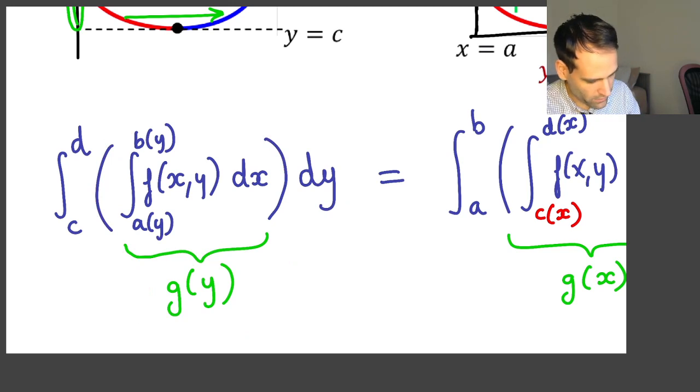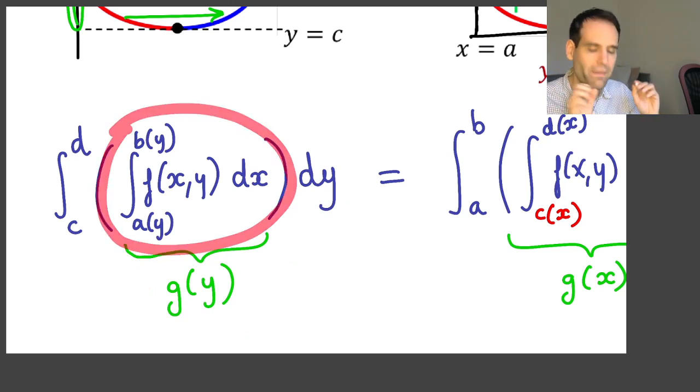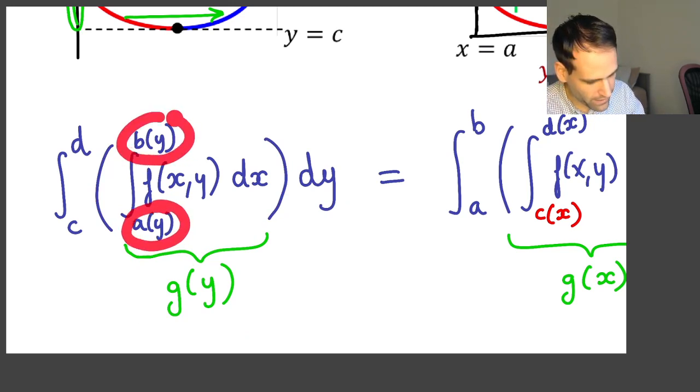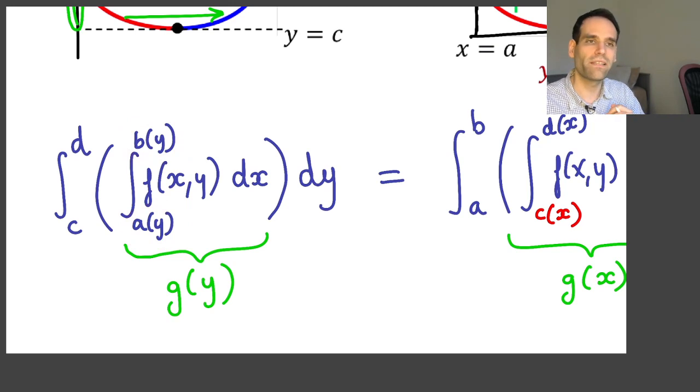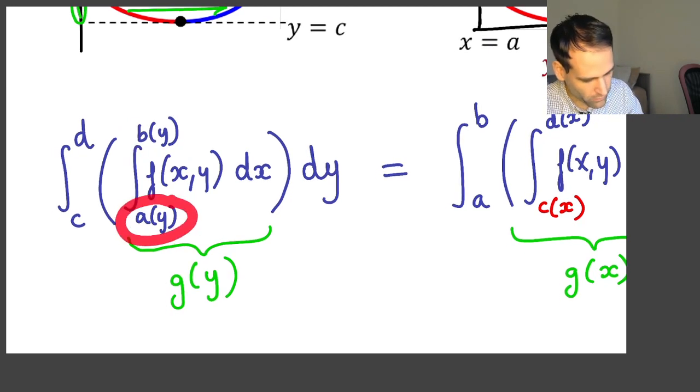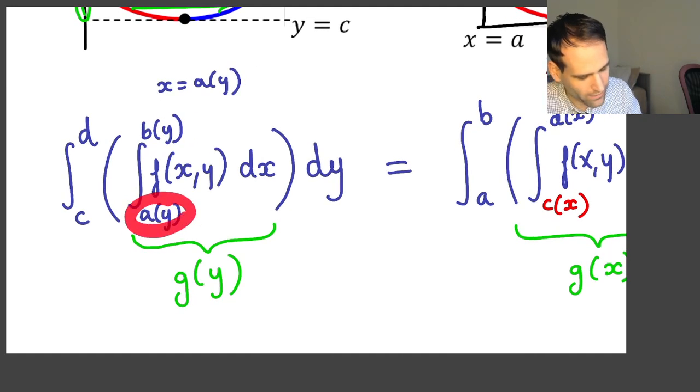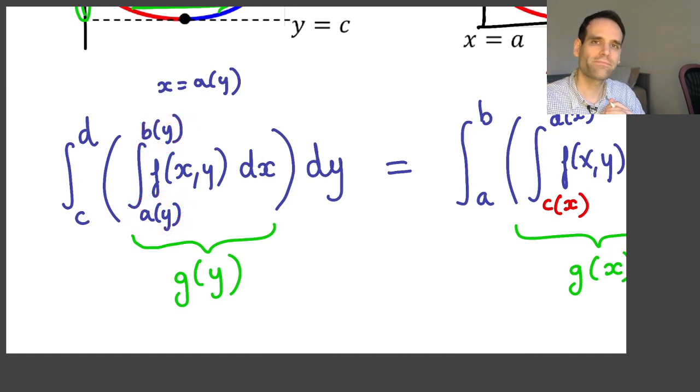So this inner integral cannot depend on x, which means that you cannot have an x in the lower limit or in the upper limit. So these cannot be functions that include x. These are functions that they are literally x as a function of y. Yeah? So these are functions that include y, not x.